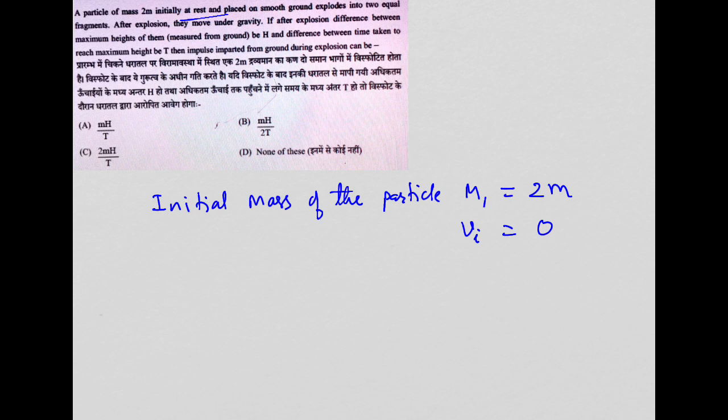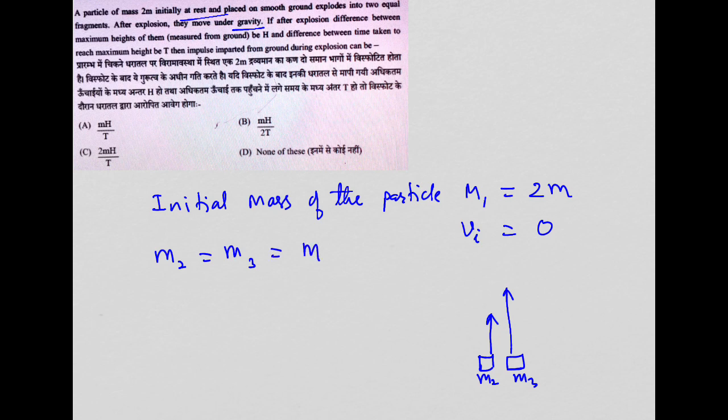After the explosion they move under gravity, which means we consider both of them to be moving up against gravity. This is the first one, this is the second one. Their masses are m2 and m3, and it is given that m2 is equal to m3, so that will be equal to m.